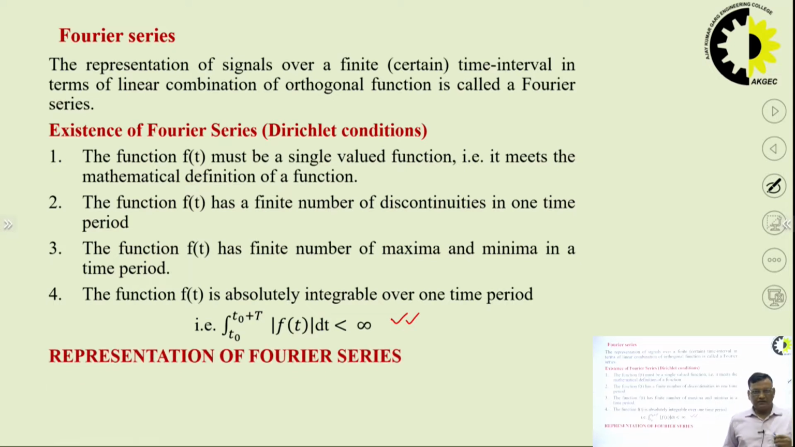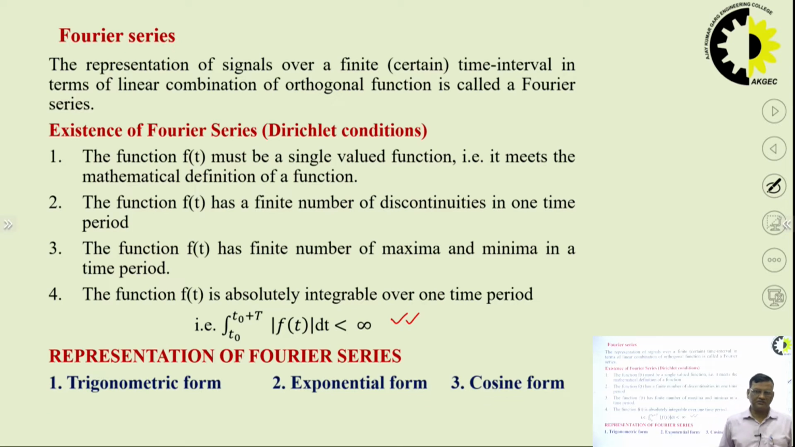Then we come to the representation of Fourier series. There are 3 forms of Fourier series: the trigonometrical form, the exponential form, and the cosine form of Fourier series. All these are available in detail in my earlier video lecture on the Fourier series. I am just discussing them here in brief.